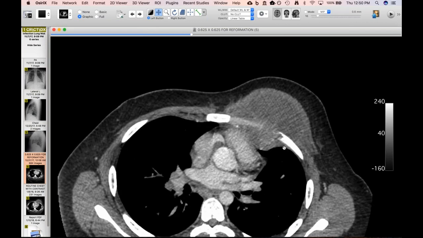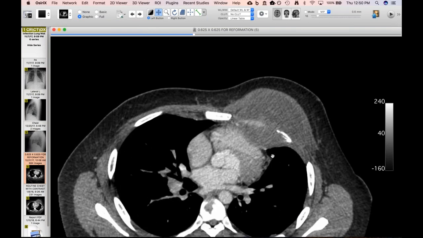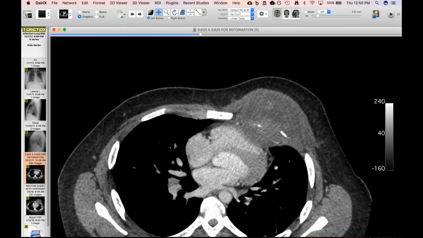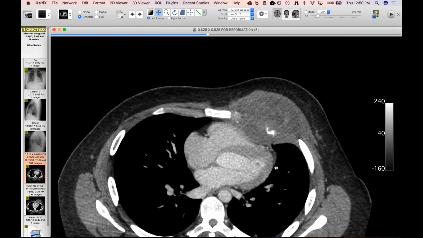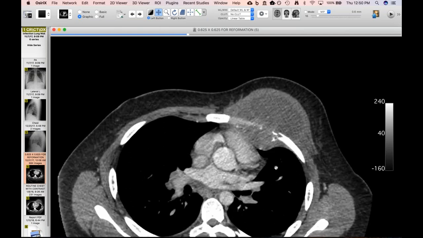You will see that this is a huge necrotic lesion destroying one of his ribs. It abuts the right ventricle here. And it was growing over the course of a few weeks. So in a 22-year-old guy, anybody want to take a guess what this is?